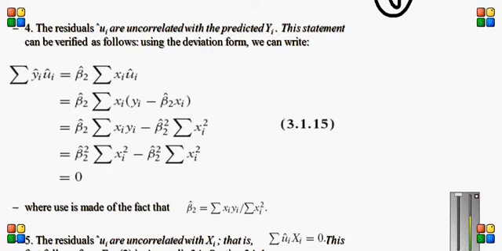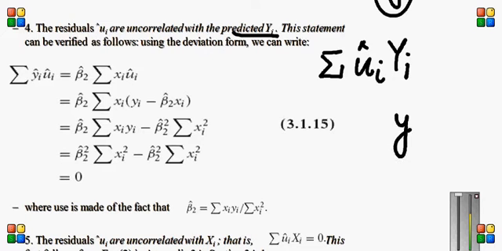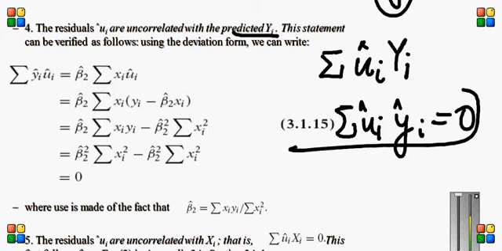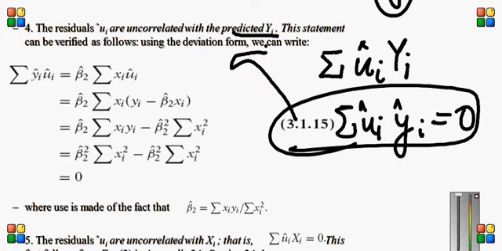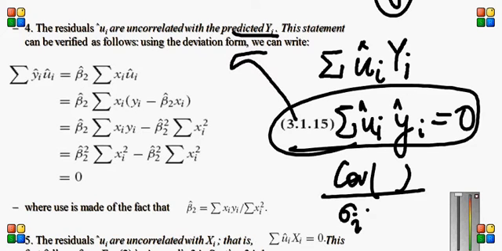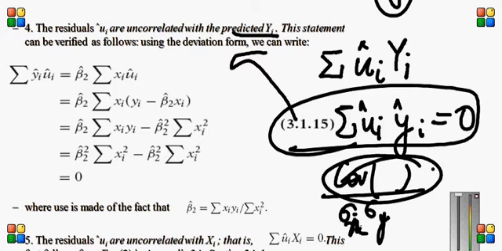Okay, so another property which we should remember is that the residual term is uncorrelated with the predicted yi's. If I have to show that something is uncorrelated with something else, it would be sufficient to show that the sum of the product of the two things is 0. So if I'm able to show that summation ui hat yi hat is 0, then I'm able to show that the two things are uncorrelated. Why? Because correlation is basically nothing but covariance of the two things upon sigma of the first thing and sigma of the second thing, and covariance is nothing but summation of something from its mean.